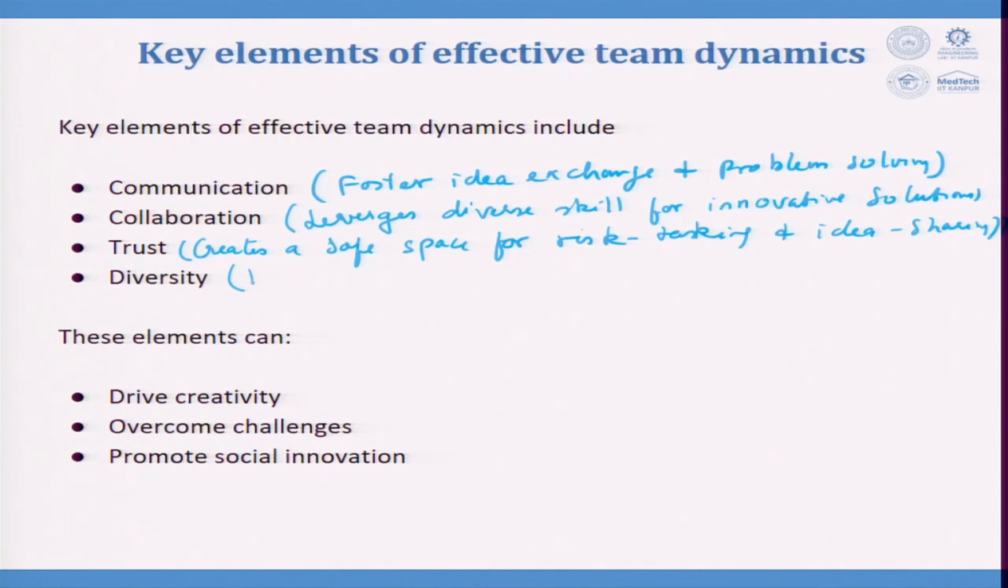And diversity brings fresh ideas, fresh perspectives and enhances creativity. So, these are the four key elements of effective team building: communication, collaboration, trust and diversity. Communication fosters ideas, collaboration links diverse skills. We are trying to join hands. Trust creates a safe space for risk taking, and diversity brings fresh perspectives and enhances creativity. So, these elements can drive creativity, overcome challenges and promote social innovation.